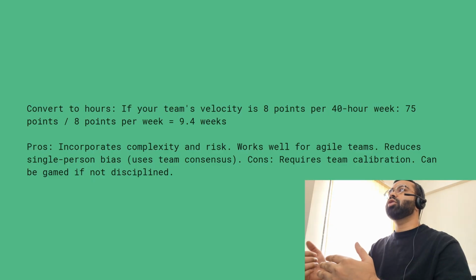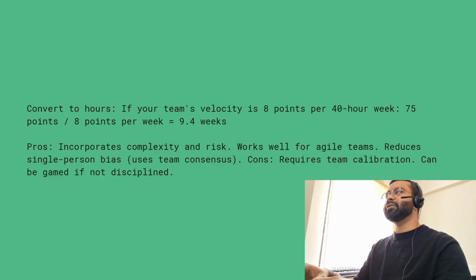You need to convert to hours. If your team's velocity is 8 points per 40-hour week, 75 points divided by 8 points per week is 9.4 weeks. The benefits are it incorporates complexity and risk, works well for agile teams, and reduces single-person bias. The cons are it requires team calibration and can be gamed if not disciplined.